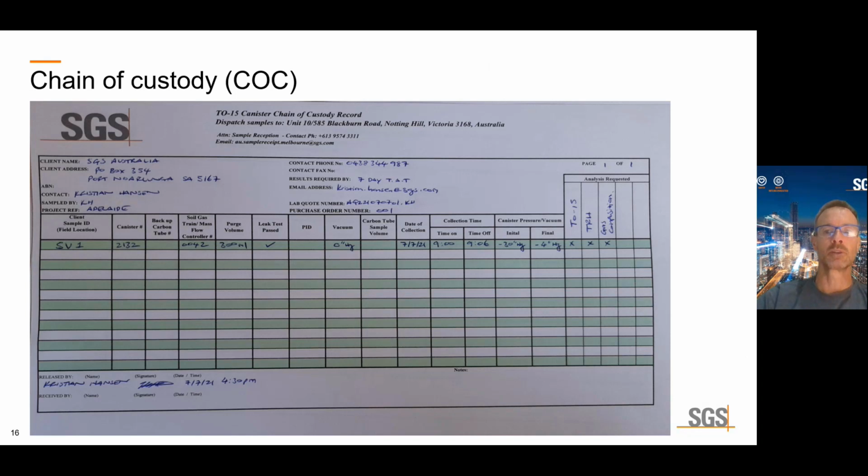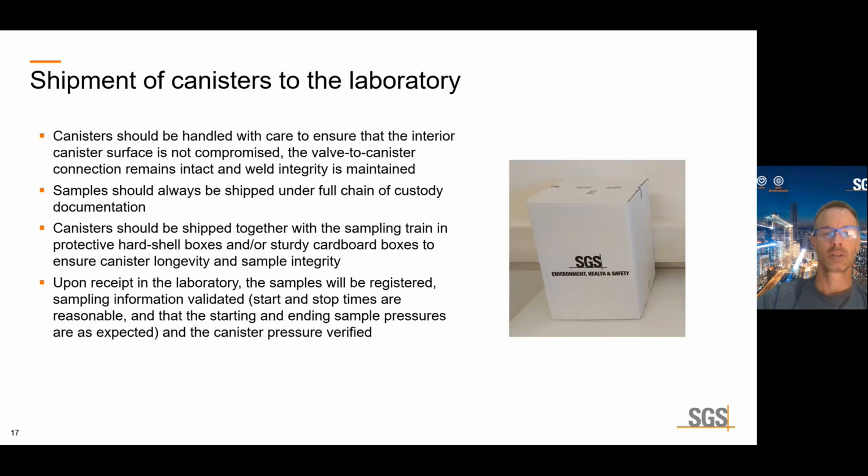Remember, all samples should be shipped to the laboratory under full chain of custody documentation, including the required analyses to be performed. Canisters are also expensive and they are fragile. So canisters should be handled with care to ensure that the interior surface is not compromised, the valve connection remains intact, and that the weld integrity is maintained. Canisters should be shipped together with the sampling train in protective hard shell boxes to ensure sample integrity.